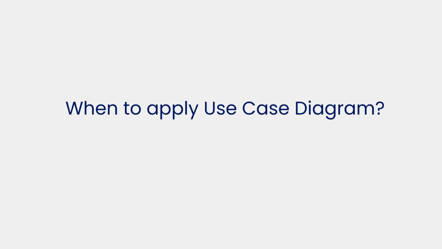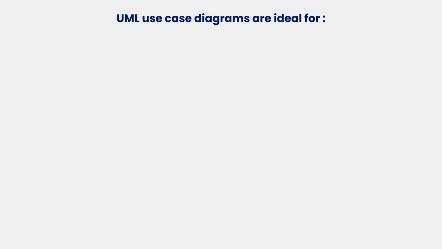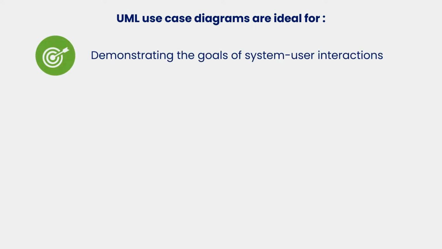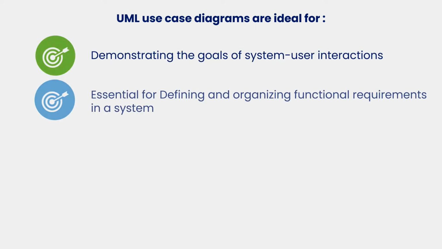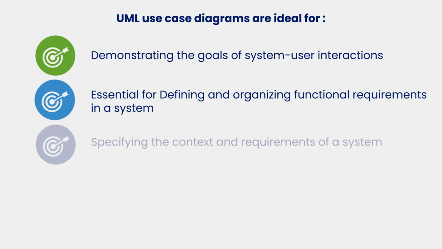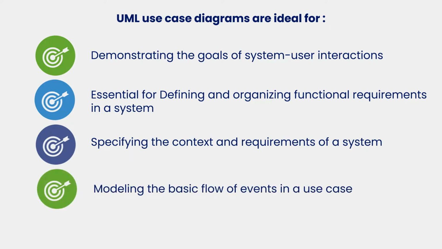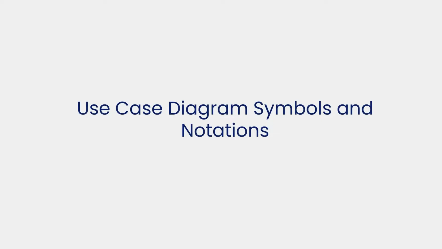Now let's learn when to apply these use case diagrams. UML use case diagrams are ideal for demonstrating the goals of system user interactions, essential for defining and organizing functional requirements in a system, specifying the context and requirements of a system, and modeling the basic flow of events in a use case.